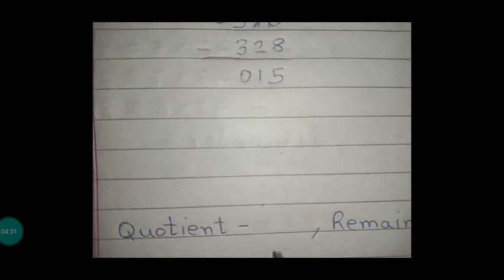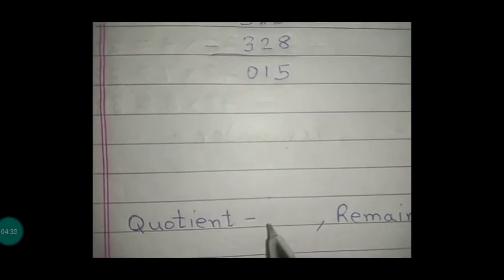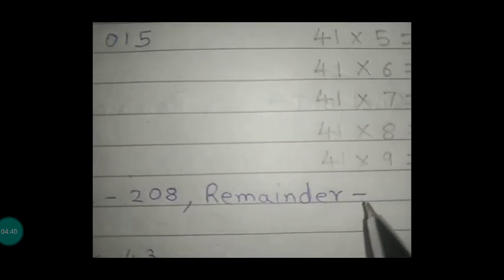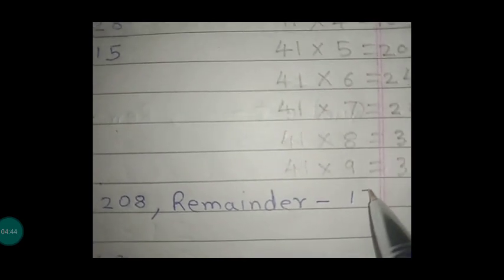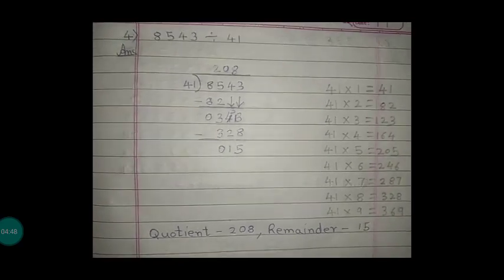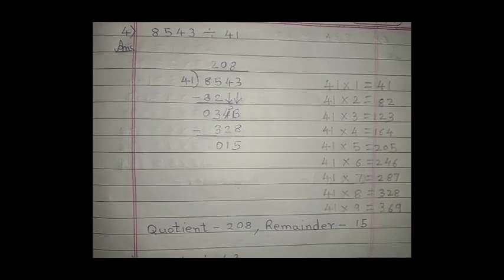So you will write here quotient is 208, and the remainder is 15. So this will be your answer.